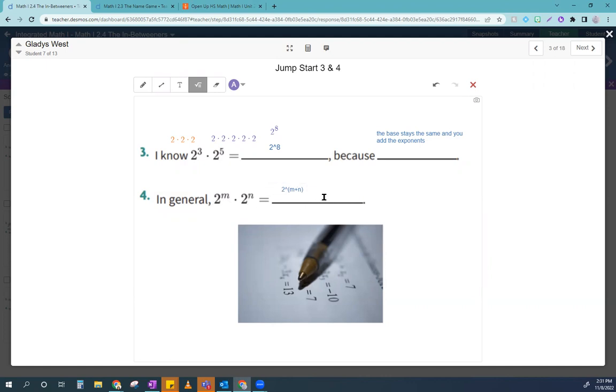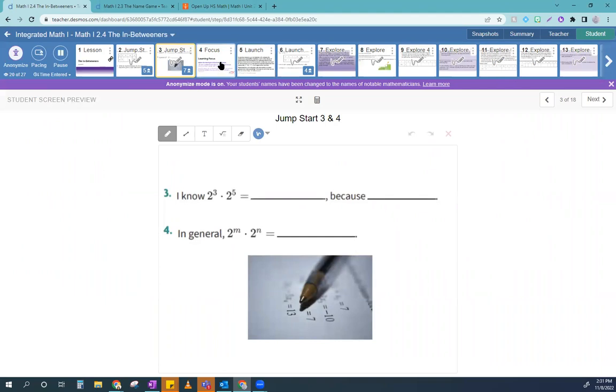So for those of you like, Ms. Johnson, do I really have to? Yes, just learn it. Just learn it. And again, your job is to learn how to learn. So yes, the bases stay the same and you can add the exponents. Exactly. That's one of the ways you can explain it. I'm going to move on from this. Awesome work. I saw that.